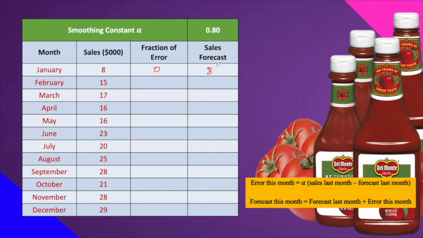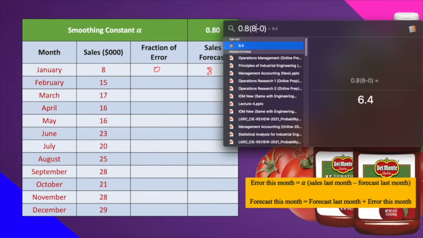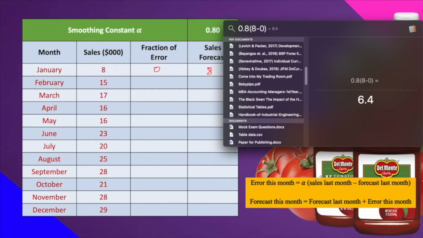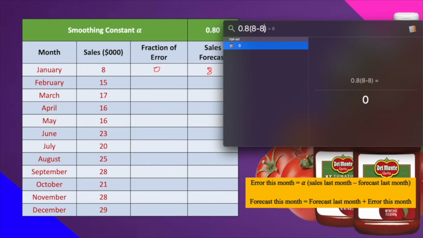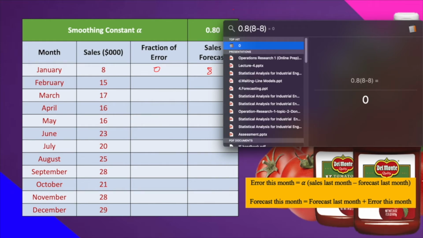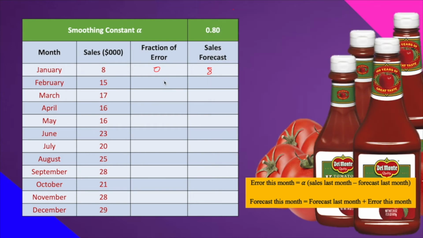So, fraction of error is 0.8 and we have the sales last month, that is 8, minus forecast last month, that is 8 also. Okay, so 8 minus 8 multiplied to 0.8, that is 0. So 0 din po ang fraction of error natin for this. Okay, now for the sales forecast naman this month, forecast last month, basically ito lang po yung ina-add natin. Forecast last month and the error this month. Pag ganun ang tingin. Okay, so 0 plus 8, that is 8.